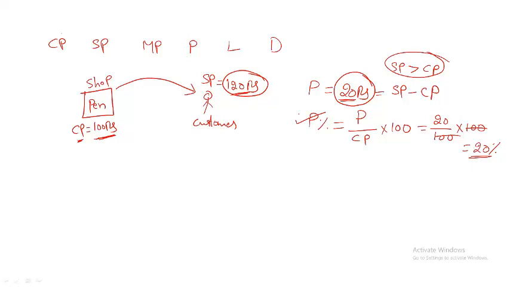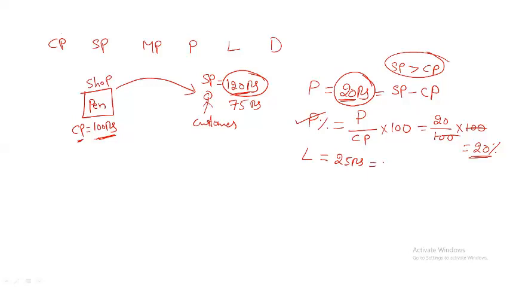Suppose, in case, instead of selling it for 120 rupees, I sell it for, let us consider, 75 rupees. If I sell it for 75 rupees, can you tell me what I will get, either profit or loss? Of course, I will get a loss. How much loss will I get? Here I am getting a loss of 25 rupees.